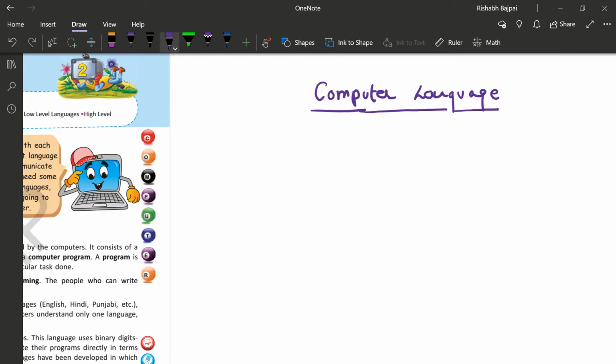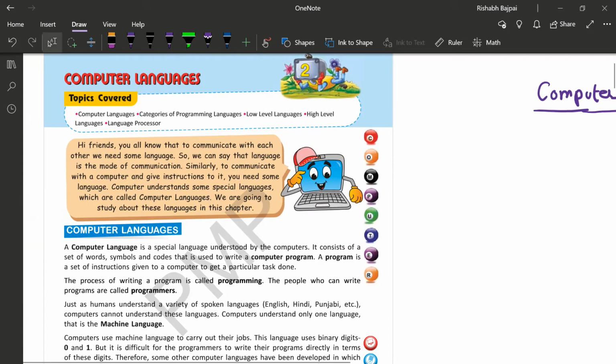Clear? So a computer language can be defined as a special language understood by the computer. So we can say that any language which is directly understood by the computer is a computer language. It consists of a set of words, symbols, codes that is used to write a computer program. And what is a computer program? It is just a set of instructions given to a computer to get a particular task done.